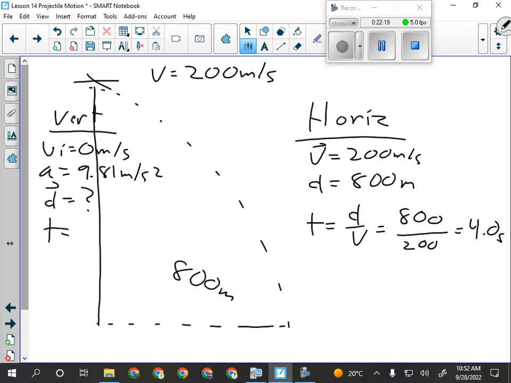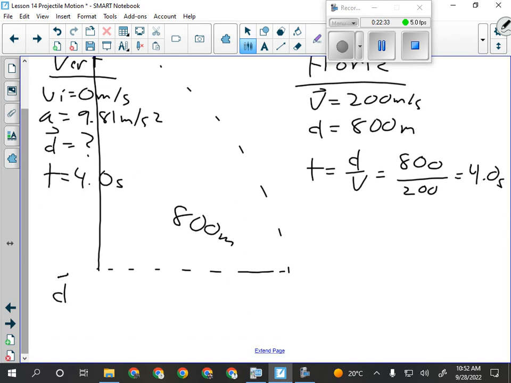So only 4 seconds. Now I can bring that over here. The only thing that I can bring across from horizontal to vertical is the time, because when the time is up, both things stop. So now I can calculate D. I'll go back to D equals VI times T plus 1/2 AT squared, knowing that VI is 0. All I have to do is plug in my numbers now. So 1/2 times 9.81 times 4 squared.